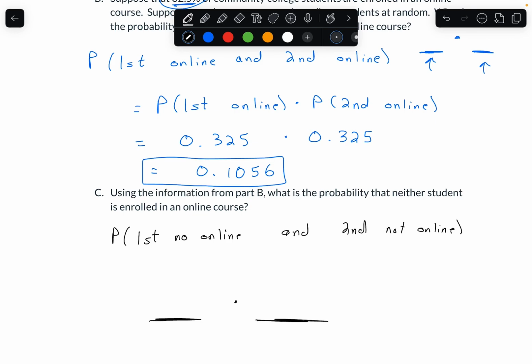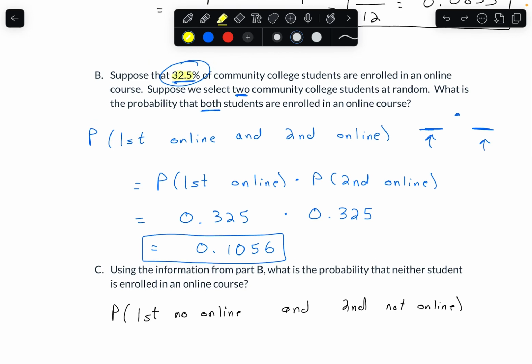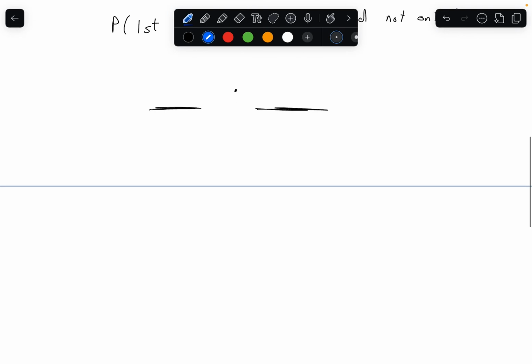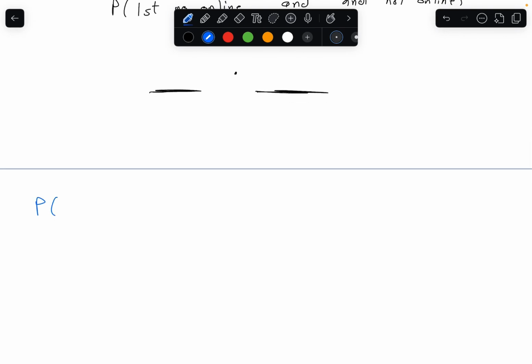Well, if I want to do this, it would be very helpful to figure out what the probability that someone is not enrolled in an online course is. Well, what's nice is they gave us the probability that the student is enrolled in an online course. It's 32.5%. So I'm going to do a little bit of scratch work down here. I'm going to scroll down a little bit further. Let's write it out this way. The probability that they are in online was 32.5%, or 0.325.